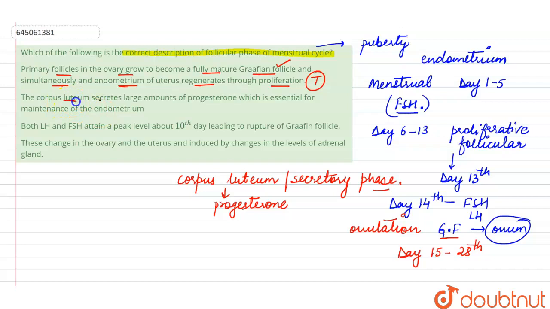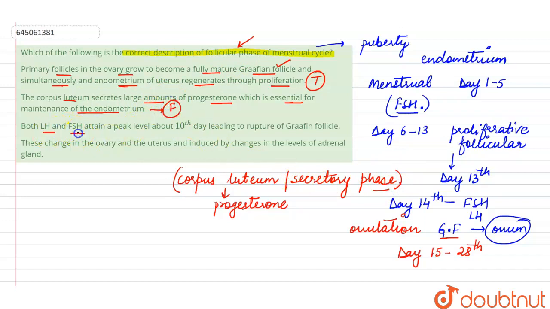Whereas the second statement says that the corpus luteum secretes a large amount of progesterone, which is essential for the maintenance of the endometrium. Remember, this is not a stage which occurs in the follicular phase. Corpus luteum is formed during the luteal phase or the secretory phase. So this statement here is the false statement.